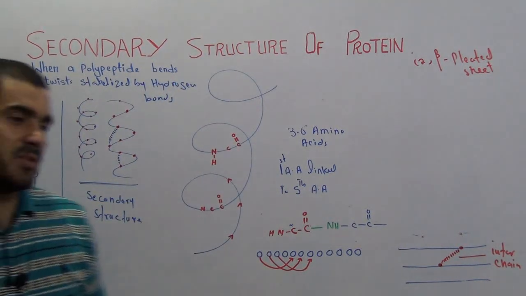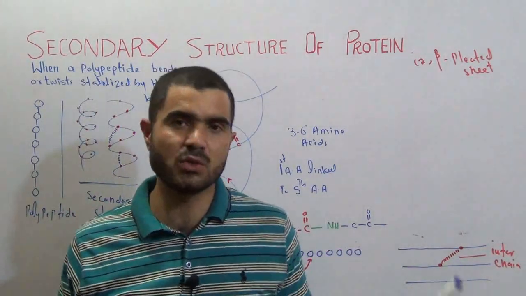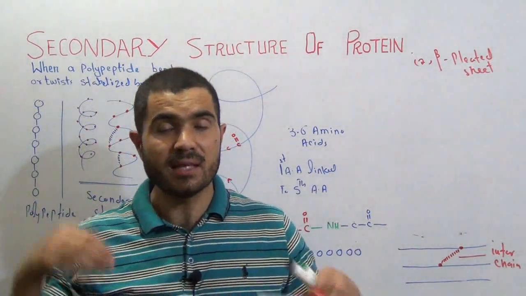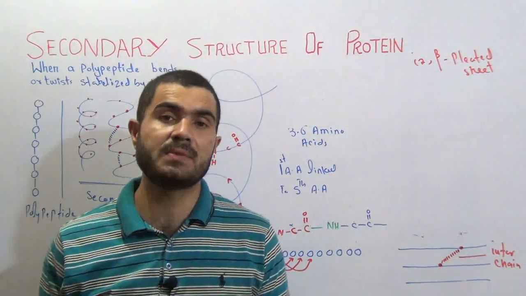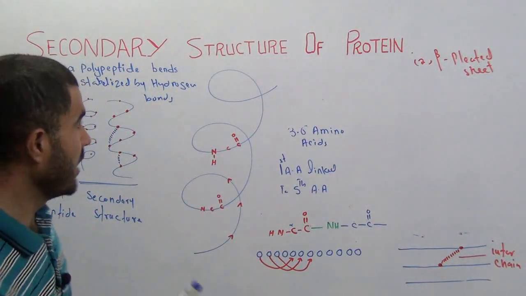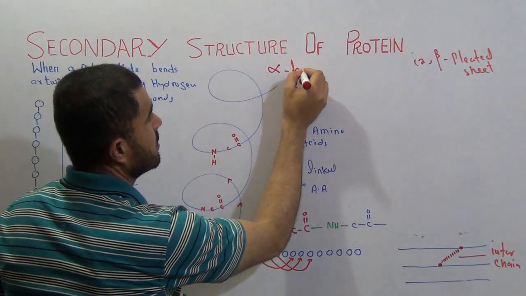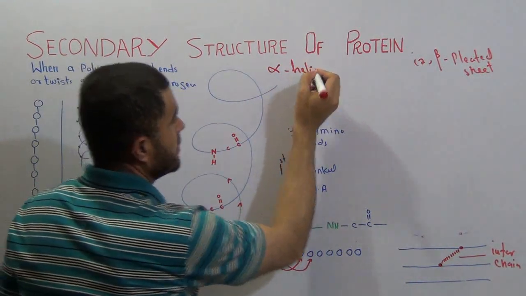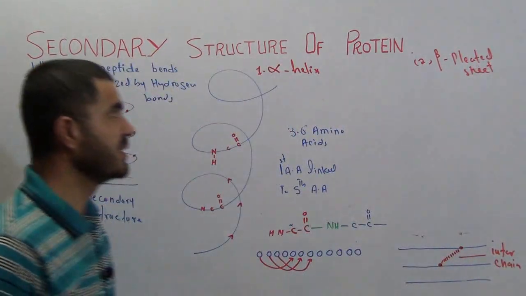When the question comes in exam, what should you write first? The definition within 2 lines, that's enough. Then immediately it is followed by the types of the secondary structures. There are 2 types of secondary structure. One is called the alpha helix, and the second one is called beta pleated sheet.